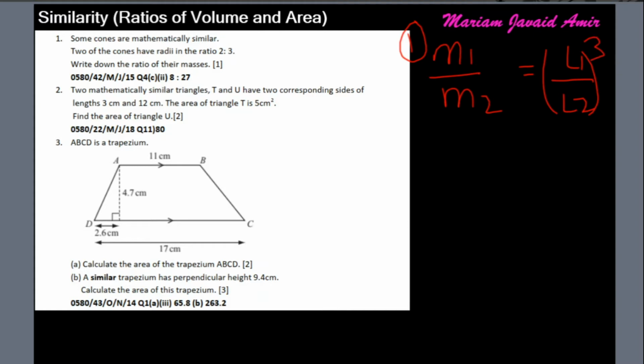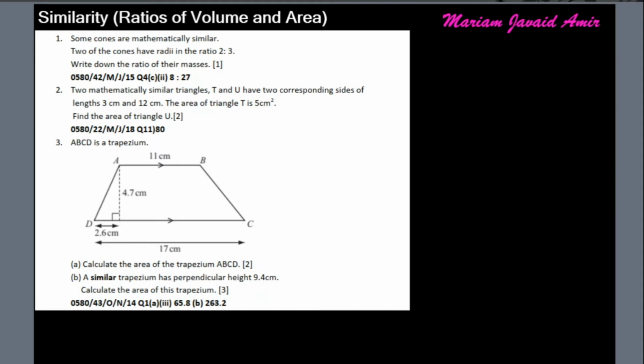So we need the ratio of the masses, which means we need this side. And do we have the ratios of the length? We do. We do have ratios of the radii, which are 2 and 3. So let's enter the values. 2 over 3 whole cube. So the final ratio will be 2 cube is 8 and 3 cube is 27. That's question number 1.